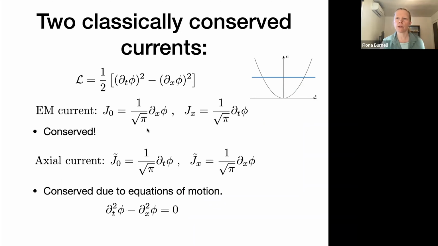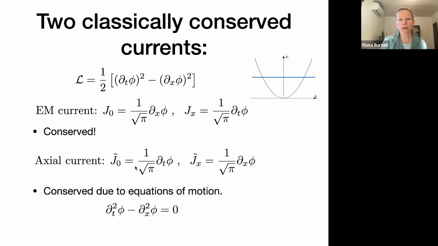These two conserved densities boil down to two conserved currents at the classical level in our Lagrangian. There's the electromagnetic current. For those of you familiar with bosonization, this is the familiar density operator that we always write down, and here's the corresponding spatial component of the current. You can see that this current is automatically conserved. It is always the case that dt of dx of phi is equal to dx of dt of phi. So this current is conserved no matter what.